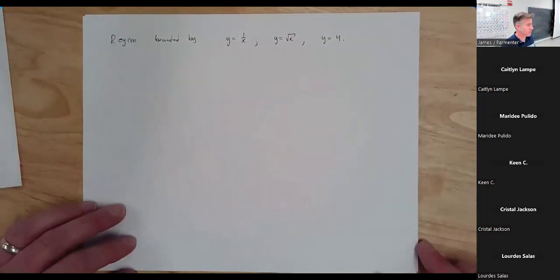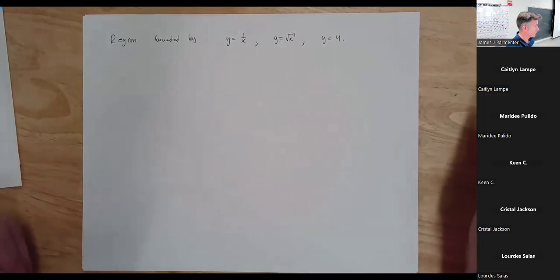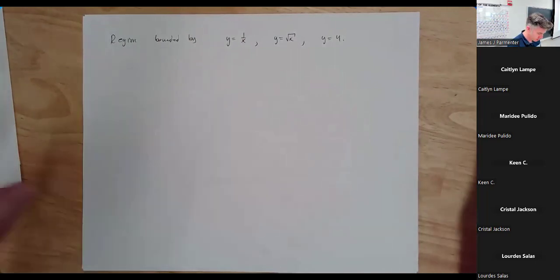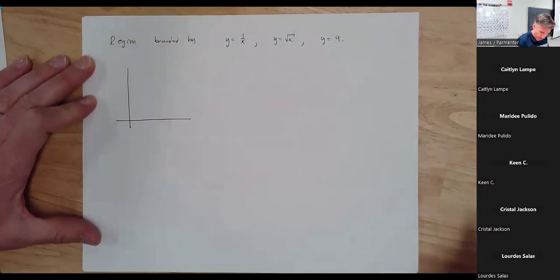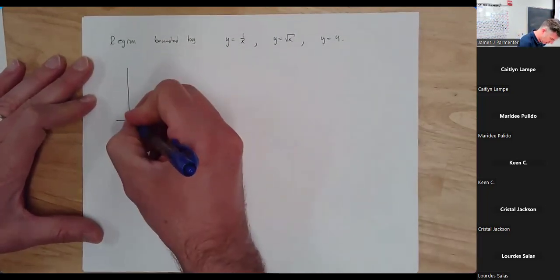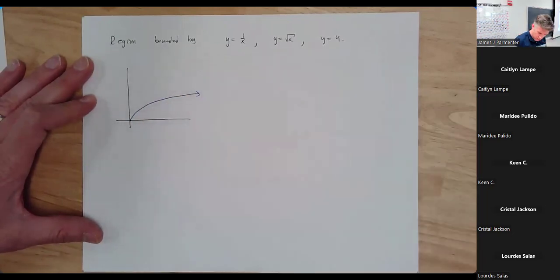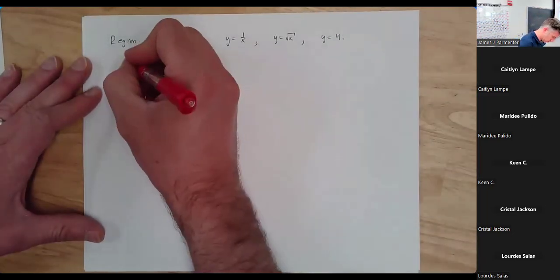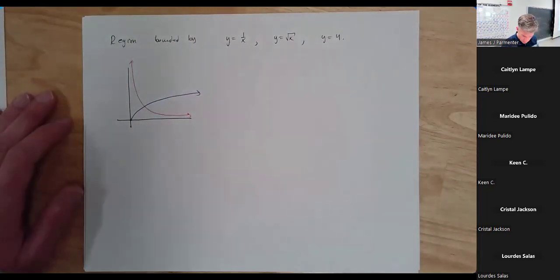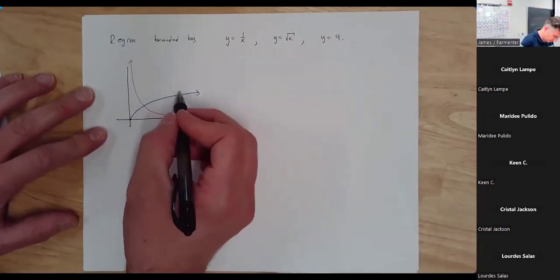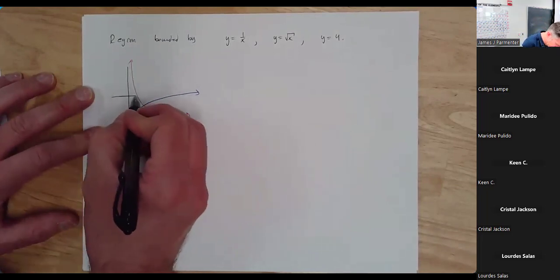And this is something that we should be able to draw relatively quickly. Not perfectly, just quickly. So, square root of x, usual shape. 1 over x, usual shape. And y equals 4, I'm going to make it a little bit lower than it probably would be. Y equals 4 is going to be right about there.